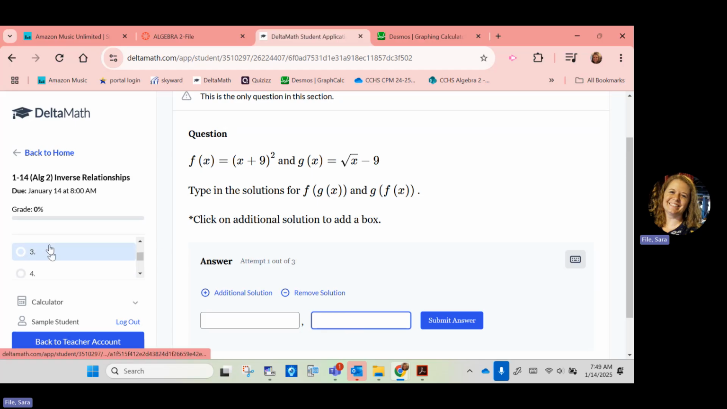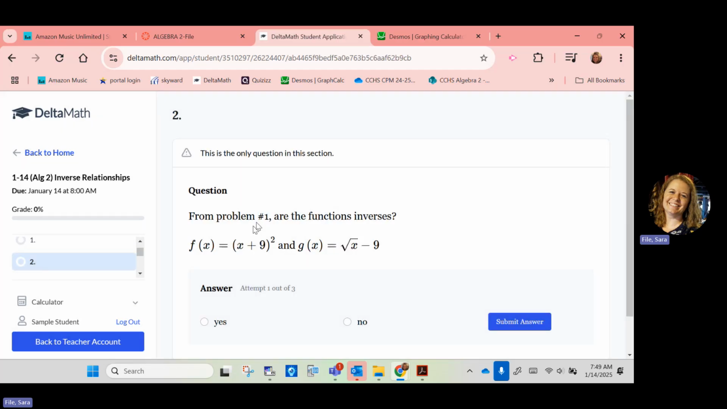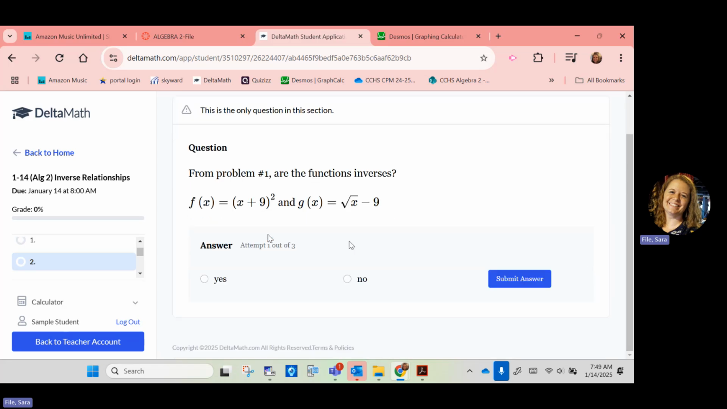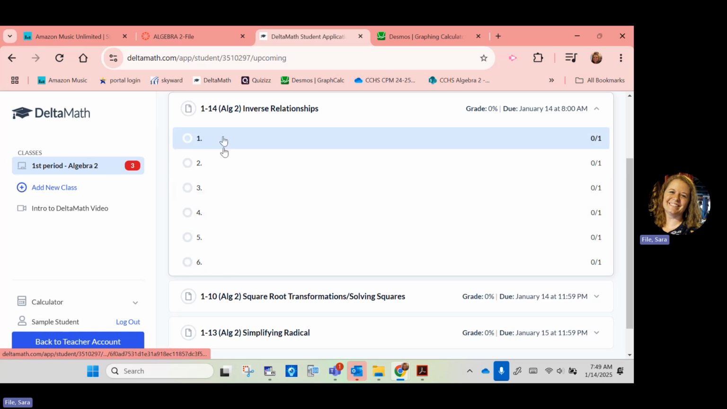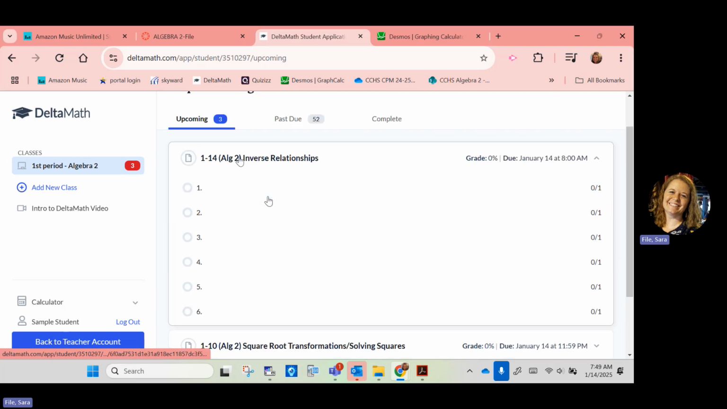Okay, and then when you look at number 2, it's the same equations. It says from problem 1, are they inverses? So when you checked them, did it come out to be inverses, yes or no? Okay, so some of them go together like that. So it's really not even 6 problems. Some of them are just like part 1 and 2 of one problem. So a short assignment for today.